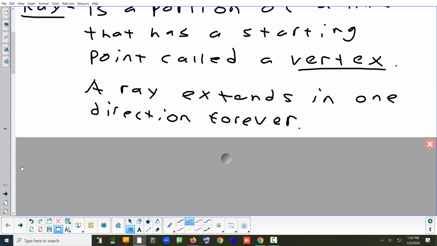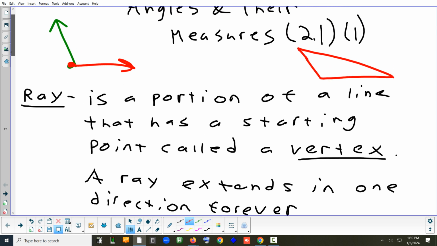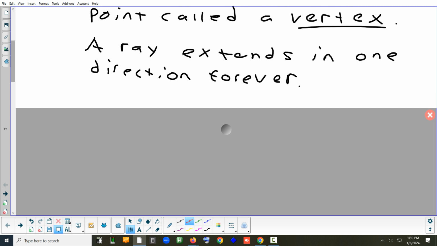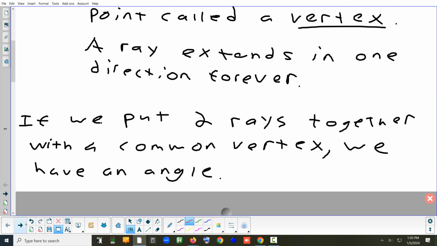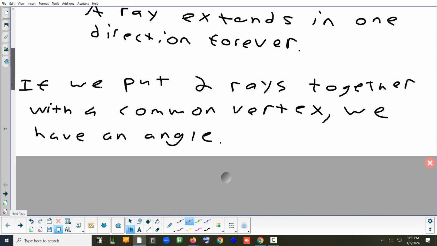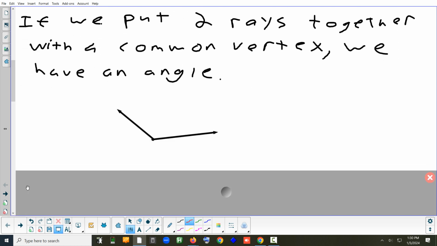So the idea of what's a ray? Well, it goes in one direction forever. That's why it has an arrow pointing. I basically just said that to you guys. If you put two rays together with a common vertex, I kind of jumped ahead, you get an angle. There's another example of an angle.